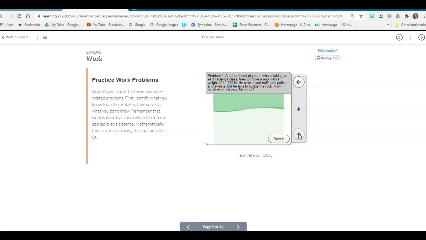So going on to question 2, another friend of yours who's taking an earth science class tries to move a rock with a weight of 10,000 newtons. He strains and huffs and puffs and sweats, but he fails to budge the rock. How much work did your friend do?